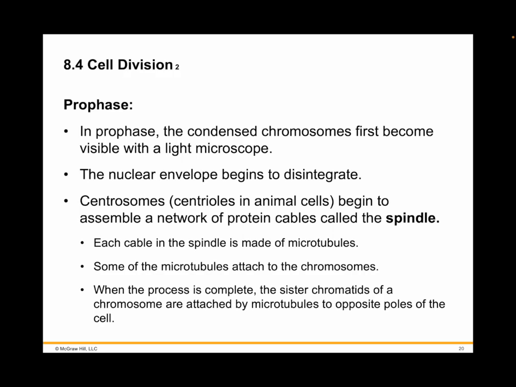Plant cells lack centrioles and instead brace the ends of the spindle toward the poles. The spindle fibers attach to the chromosomes, and when the process is complete, one sister chromatid of each pair is attached by microtubules to one pole and the other sister chromatid to the other pole.